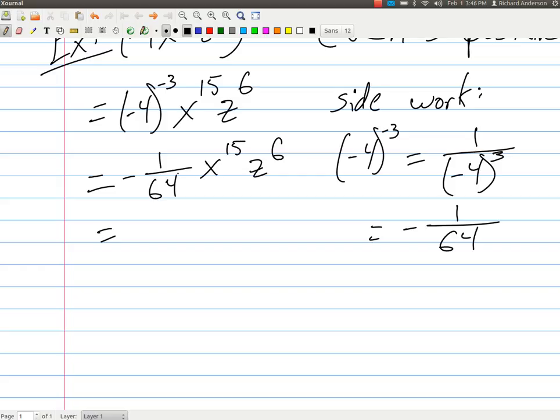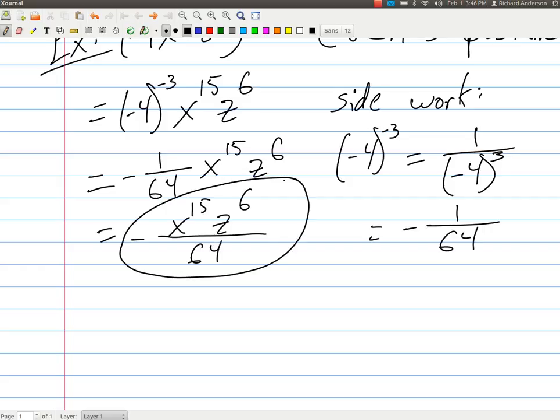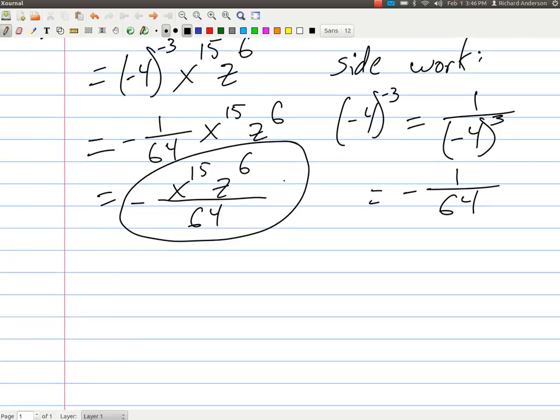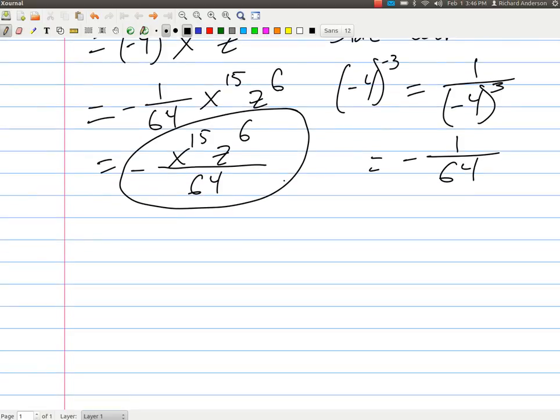The 64 on bottom will end up here as its denominator, like so. So we'll get a negative x to the 15th, z to the 6th, over 64. That may be what Course Compass is looking for on that particular question. Of course, if they're not looking for this answer here, then I would certainly go with the one in the prior step. Either one of those should get the job done for you on Course Compass.